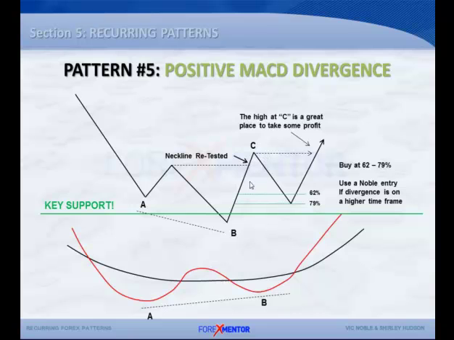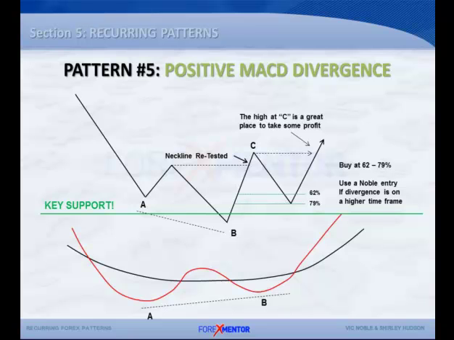So after the neckline is retested up here, then we look to be a buyer as price comes down to either the 62% fib or the 79% fib, just like in a noble entry. Now, obviously, the 79% level is better in terms of less risk because the stop is always going to be below point B here. You see that? But the flip side is if you wait for 79%, you could miss the trade if it stops at 62%.